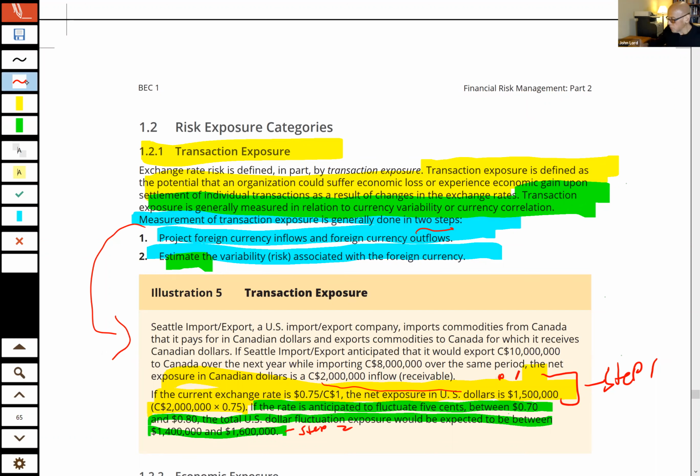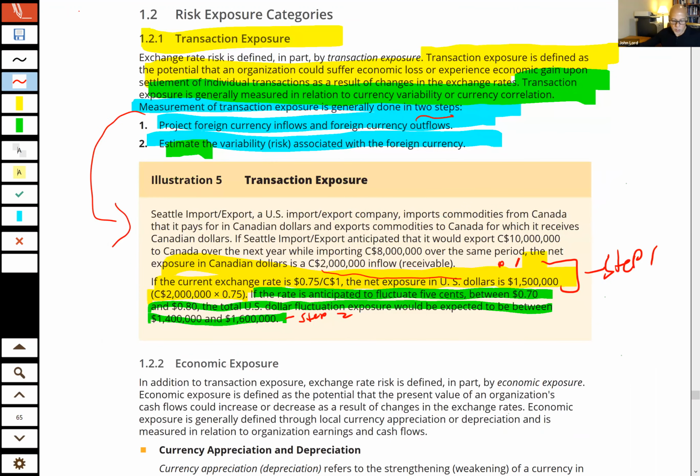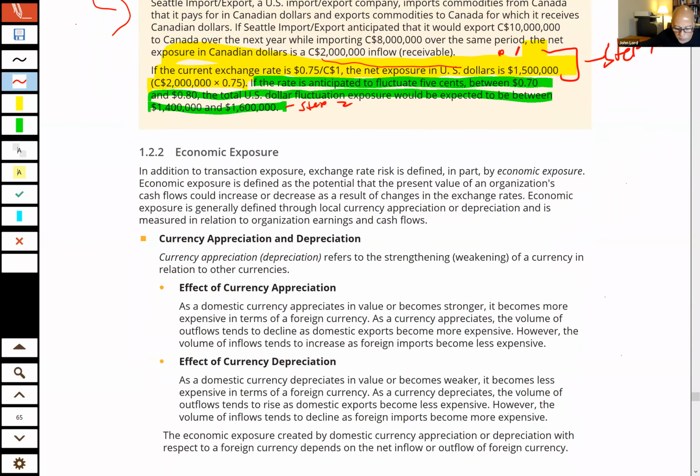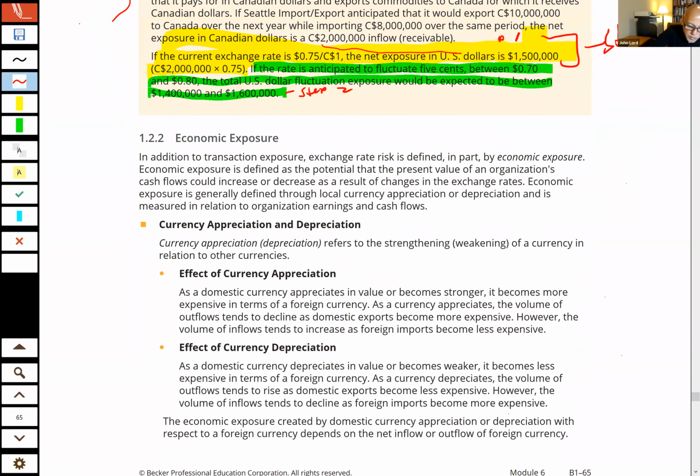Okay, now this particular example is just giving us the exposure. It's not telling us what we're going to do about it. So we understand the exposure, but how will we deal with these? Let's see how we're going to deal with these and look at some tools. But let's just take a look at currency appreciation and depreciation and the effect of currency appreciation.